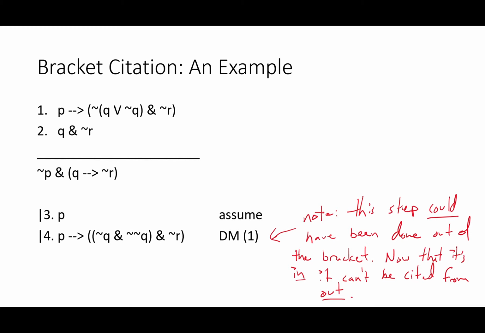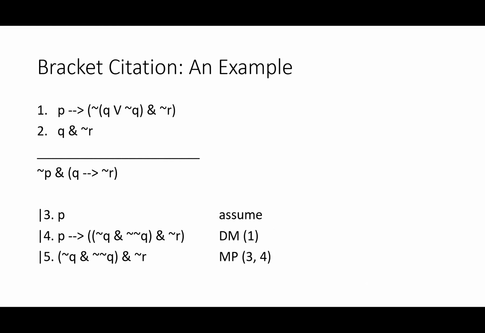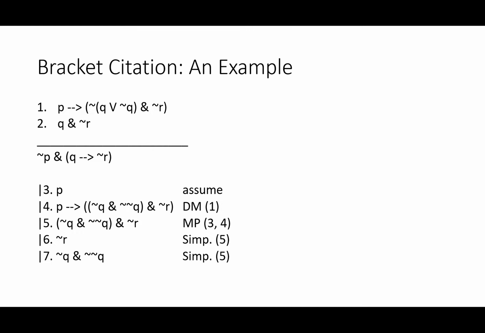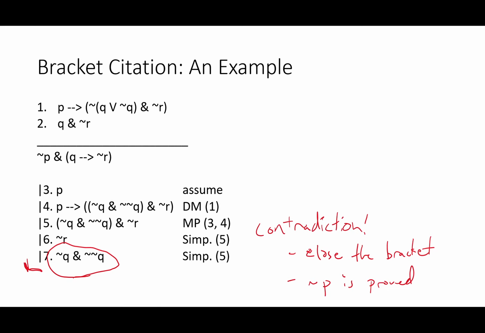So in our next line, we applied De Morgan's to line 1. Note that this step could have been done outside the bracket, but now that it's in, we cannot cite line 4 from outside the bracket after we find our contradiction. Then we'll do a modus ponens. This line more directly relies on the assumption, since it cites it. Then we'll simplify out not R, and we'll simplify out not Q and not Q, and there's our contradiction.